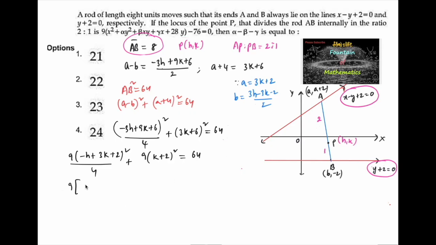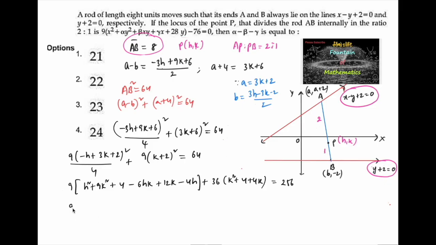So 9 times of h² plus 9k² plus 4, minus 2 3s are 6hk, and again plus 2 2s are 4, 3s are 12k, and again minus 4h, plus again 4 9s are 36 times of k² plus 4 plus 4k, which is equal to 64 into 4, 256.